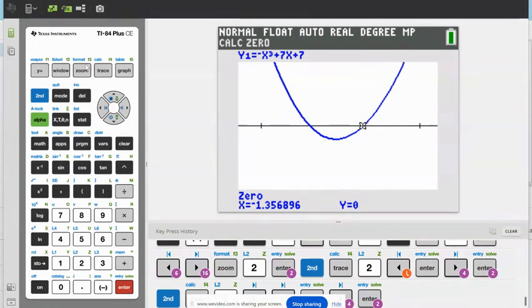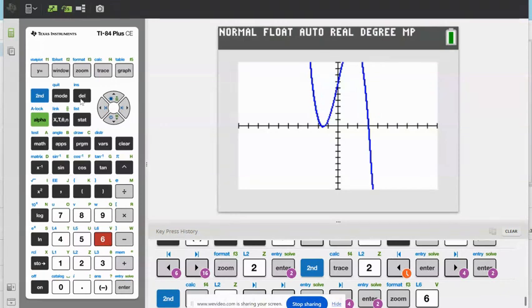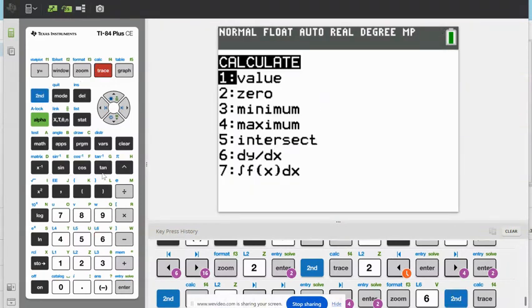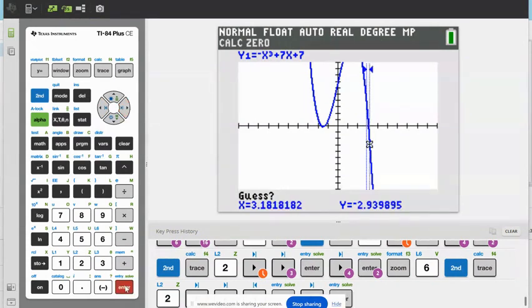And now to find the last one, I'm going to zoom back out. So I'll go to zoom standard. And I have to do the second trace all over again. Enter. And then enter. And then there's our 3.05.